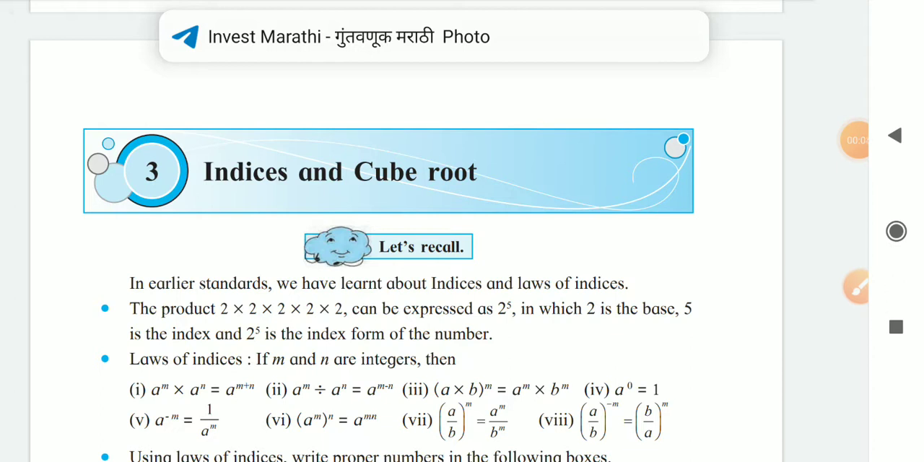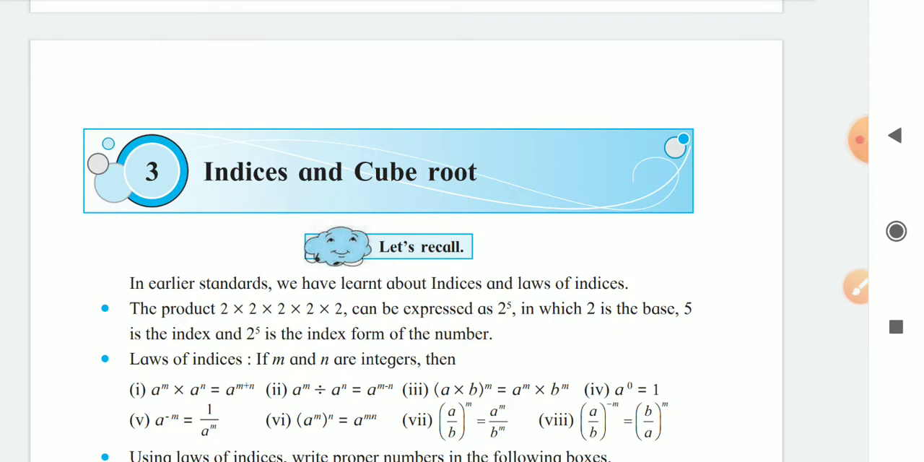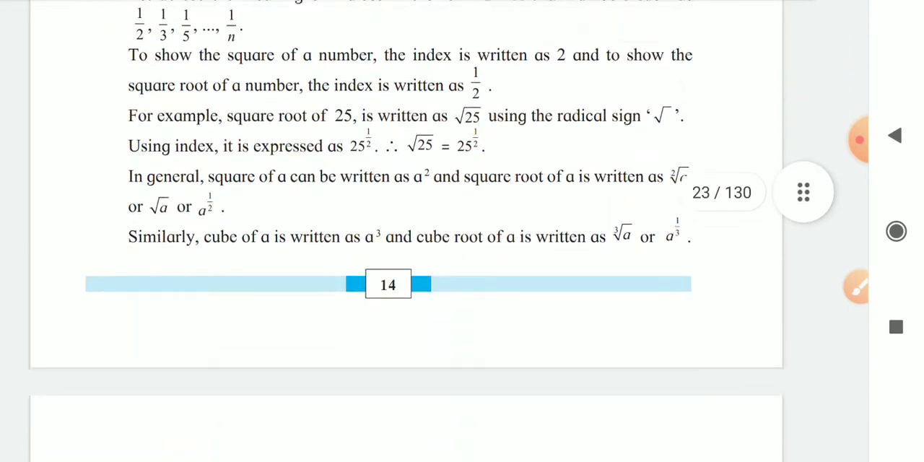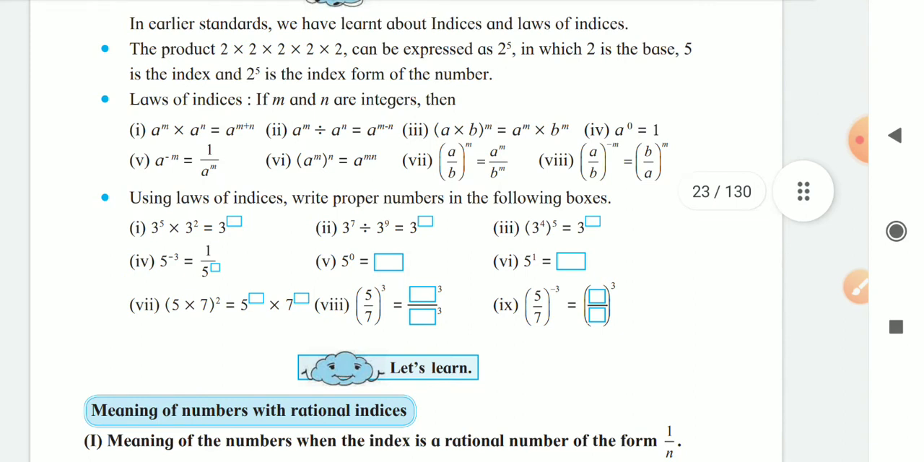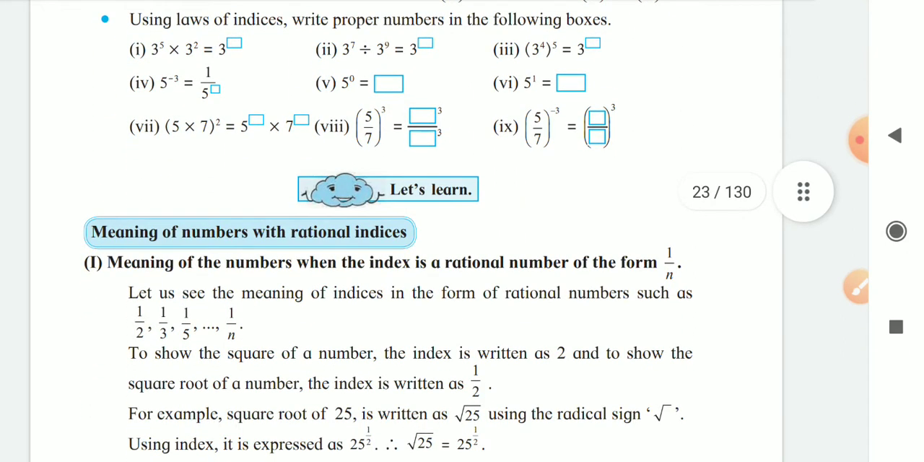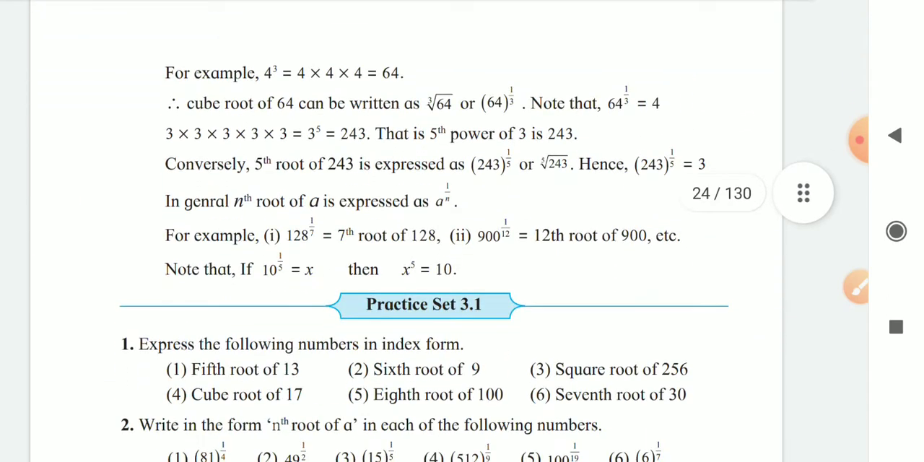Lesson number 3, indices and cube root. Indices and cube root. Under this lesson, this is the third lecture. We saw in the first lesson some laws we revised for solving this lesson, and then we find out the meaning of number with rational indices.